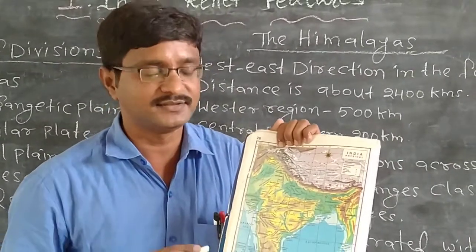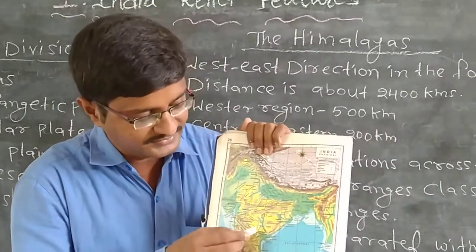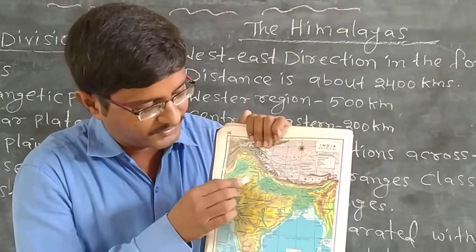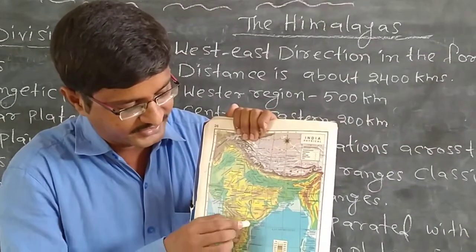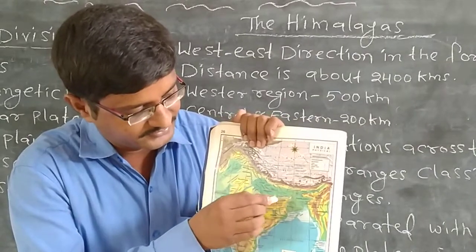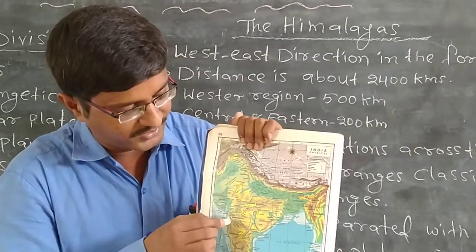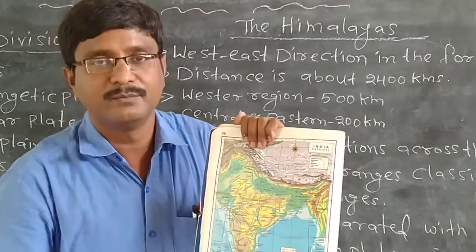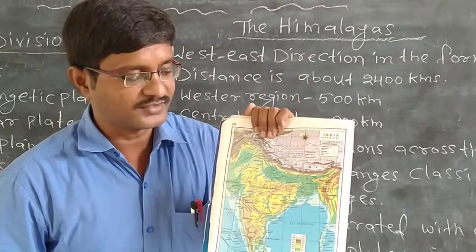Next, the third one is the Peninsula Plateau. See this yellow color part in the middle of the region. The entire region is known as the Peninsula Plateau.